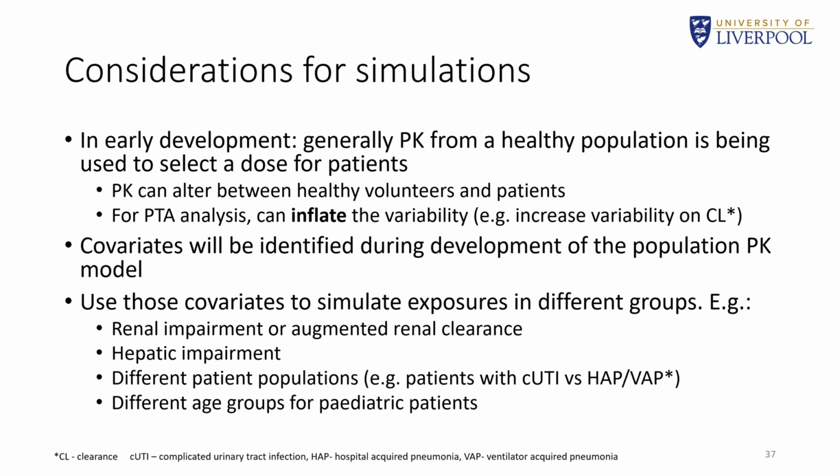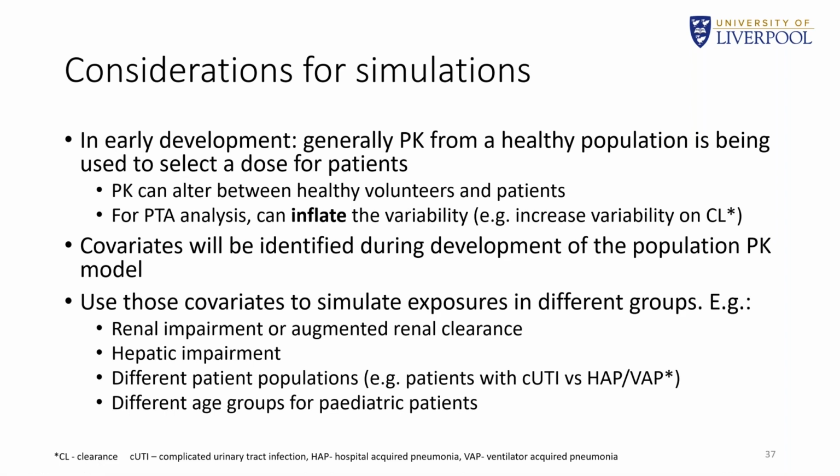So an example of this is quite often we increase the variability on a parameter such as clearance, because we often see that clearance tends to vary a lot. We can also increase the variability on volume of distribution or other parameters depending on what you're understanding about the PK.